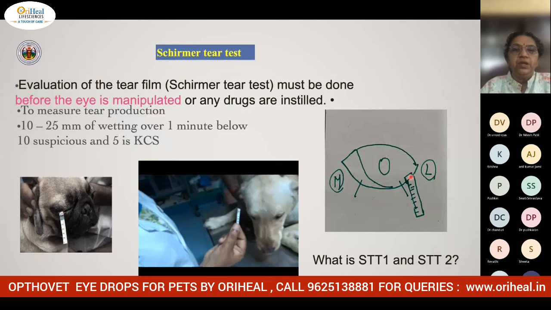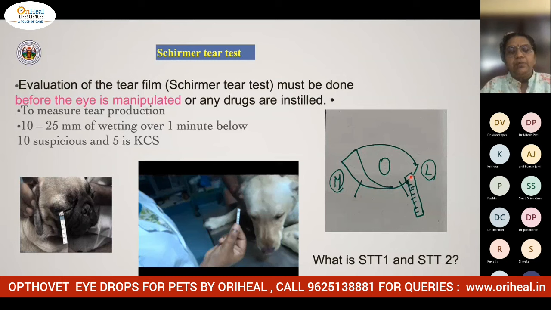Another important thing which you have to do is, whenever the case is presented, don't try to shine light immediately into the eye, because that also can cause reflex tear secretion. So before starting any procedure, just ask the history, make the animal walk on the surrounding or on the floor, and then keep the animal on the table, and then you can immediately finish the STT test.